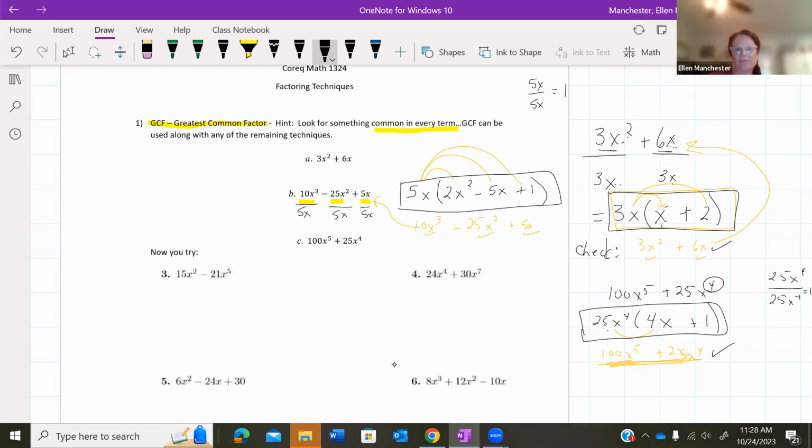Okay, so if we didn't put the 1, it would be counted wrong. Correct. Right? Yep. And the way that you double check is, do you see on B, there's 3 terms, right? Your answer in the parentheses has to have 3 terms. That's how you know that that 1 needs to be there. Because when you check it, if you do 5x times 1, you have to have 5x. That's part of what you started with. So that's why the 1 has to be there.